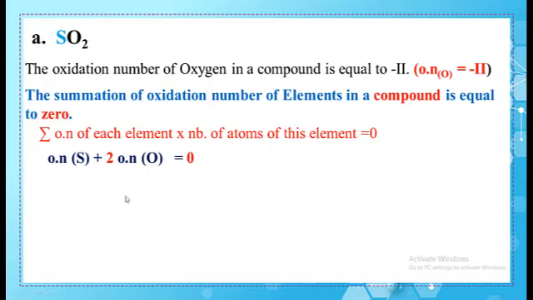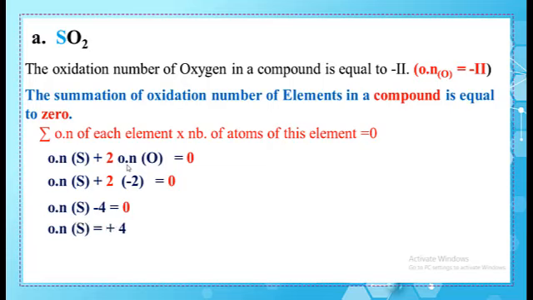Also, you studied that the oxidation number of oxygen in a compound is equal to -2. You can substitute here -2, so you have the oxidation number of sulfur plus 2 times -2 equals 0, the oxidation number of sulfur - 4 equals 0, so the oxidation number of sulfur equals +4. Don't forget to write it in Roman: the oxidation number of sulfur equals +4.